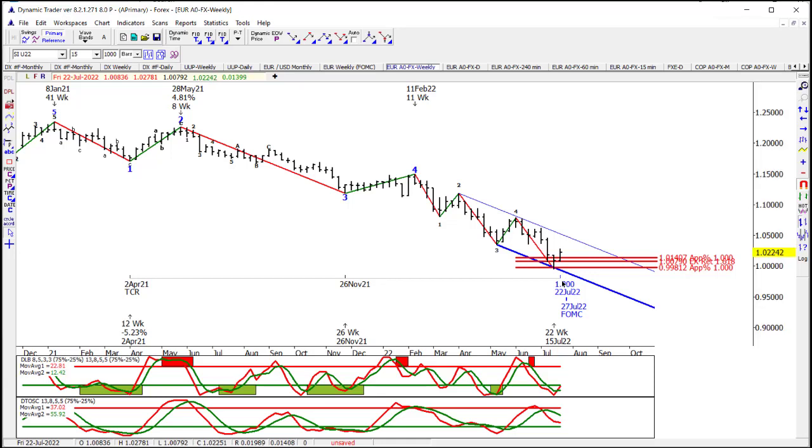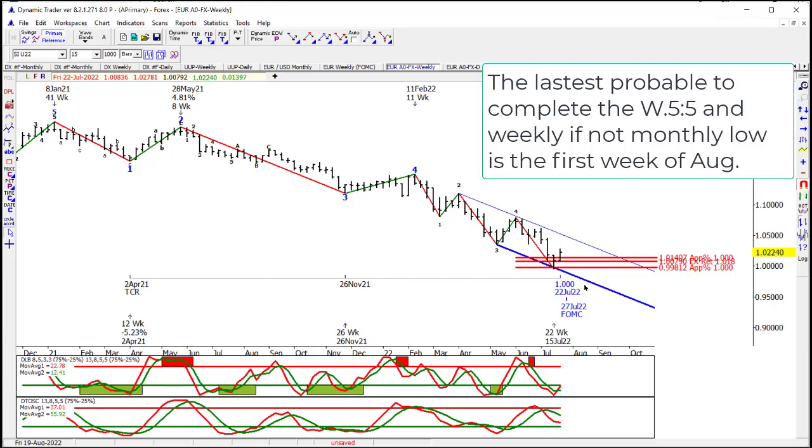We've got some time factors that go into, of course, next week and the first week in August. I'm just showing you the basic ones here, but that would be the very latest, the first week of August. And that's what the Fed announcement is also telling us, that usually we make a reversal plus or minus a week of the Fed announcement.